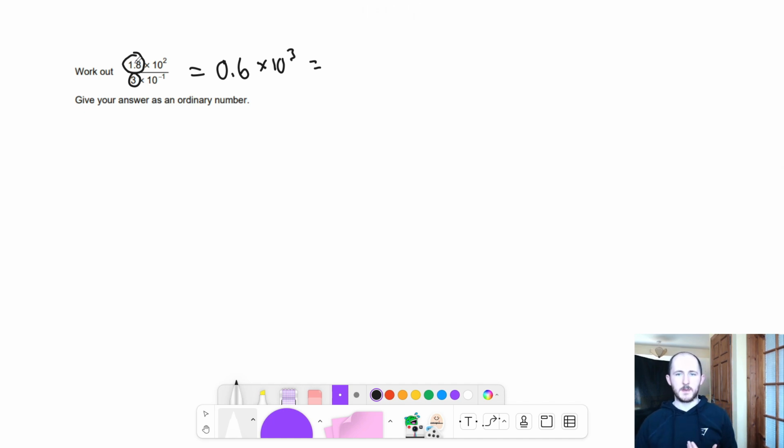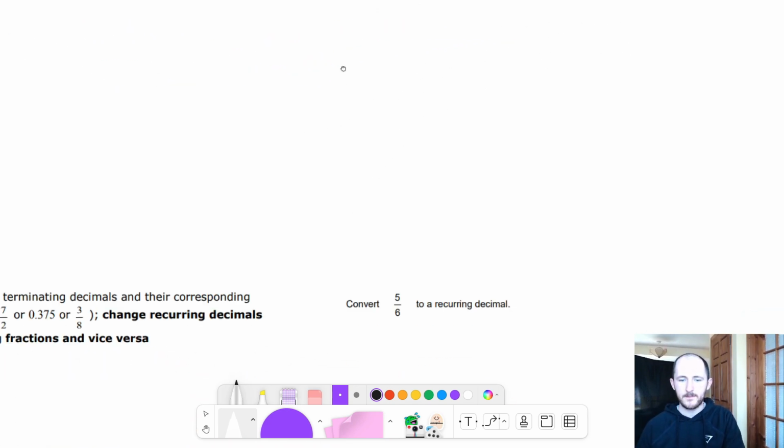So what we've done here is we've done the number part and the times 10 part completely separately, and this works for timesing and dividing. Okay. Then to turn this into a proper number, you're going to times the first thing by 10, so you're going to divide the second thing by 10, which gives us 6 times 10 to the power of 2. And this is give your answer as an ordinary number, so that would just be 600. Perfect. If it said standard form, it would be the top one.